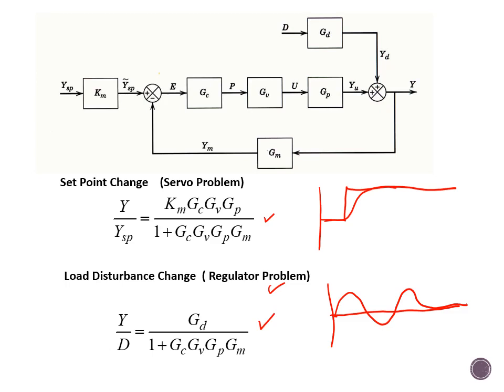GD is the transfer function for the disturbance. GC is the transfer function for the controller. GV is the transfer function of the valve. GP is the transfer function of the process, and GM is the transfer function for the sensor transmitter.